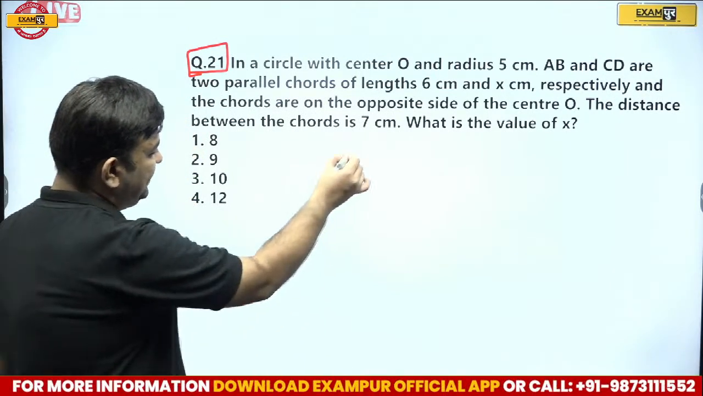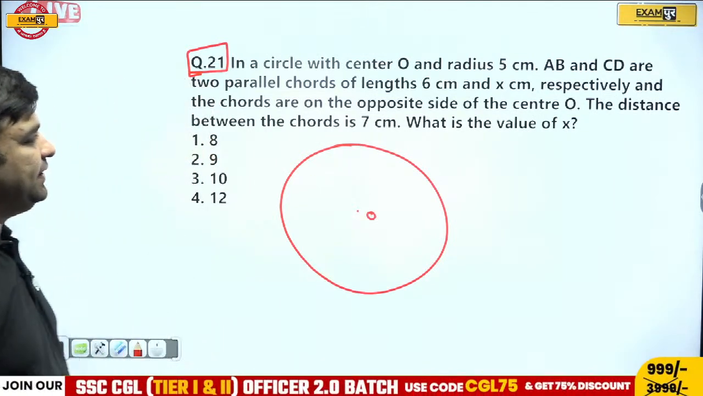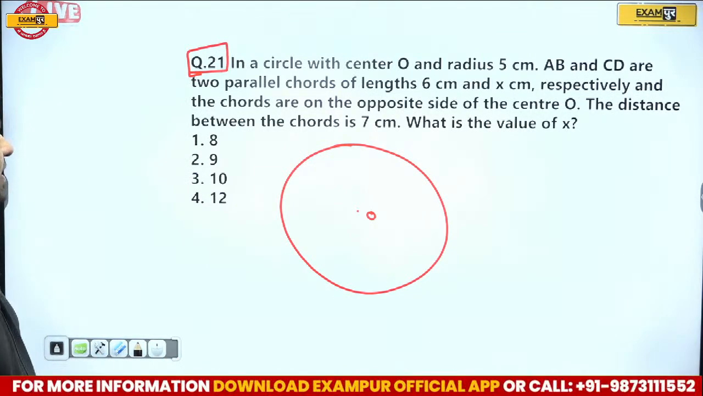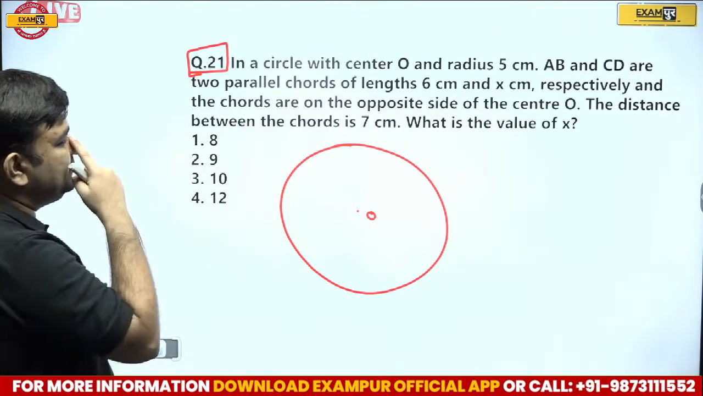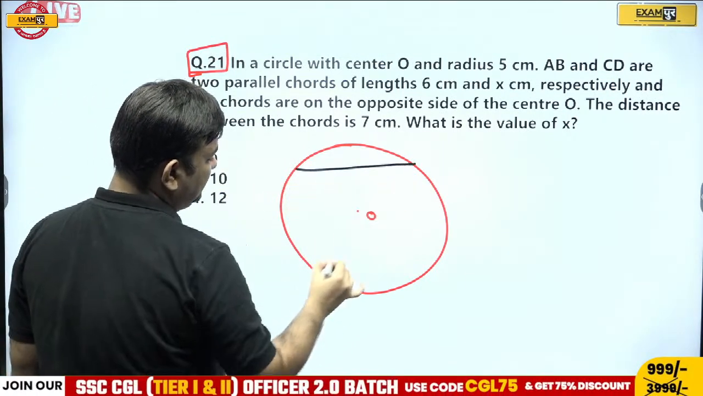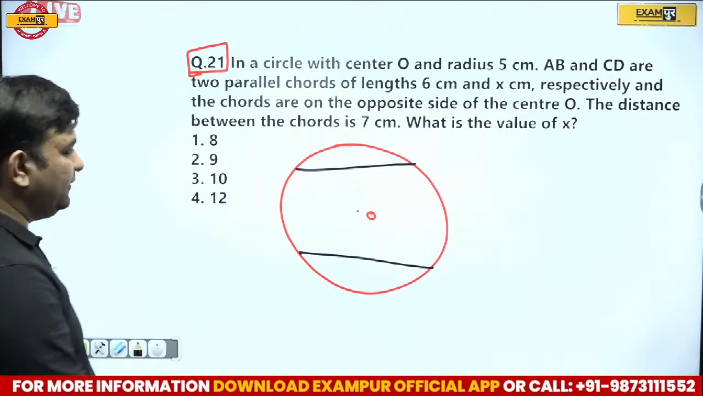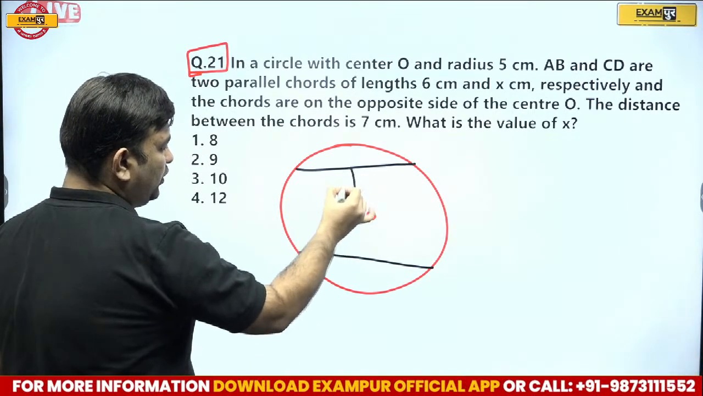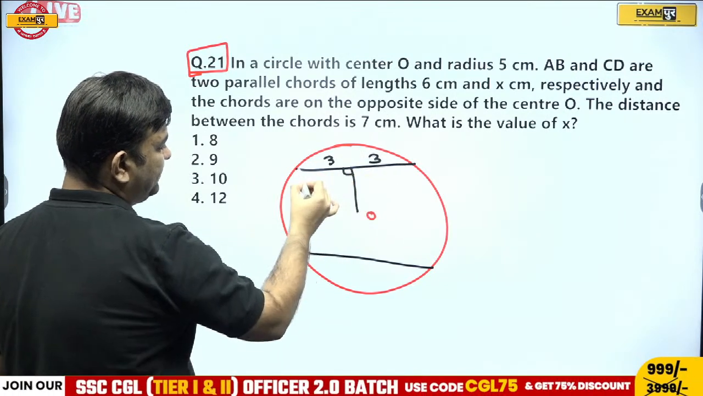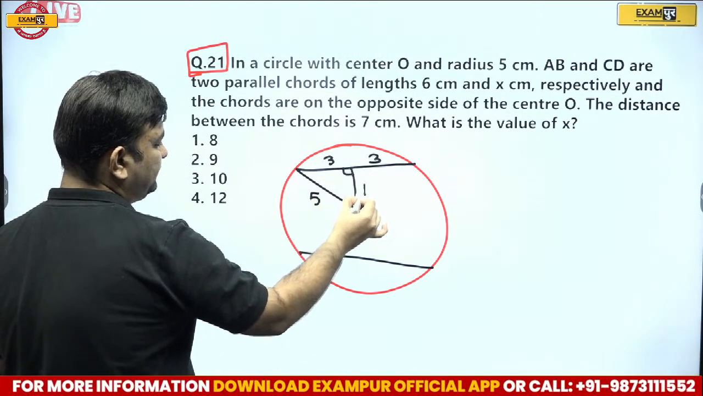In a circle with center O and radius 5, AB and CD are two parallel chords of length 6 and x respectively, on opposite sides of the center. When you draw the perpendicular, it will bisect the chord, 3 and 3. Radius is 5. If this is 5, this is 3, then this is 4.